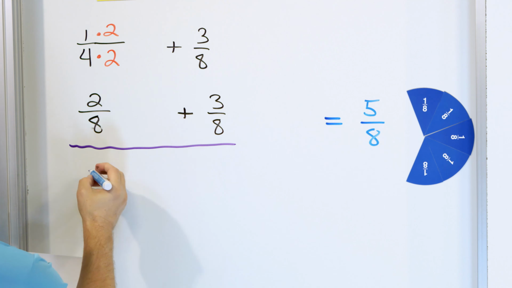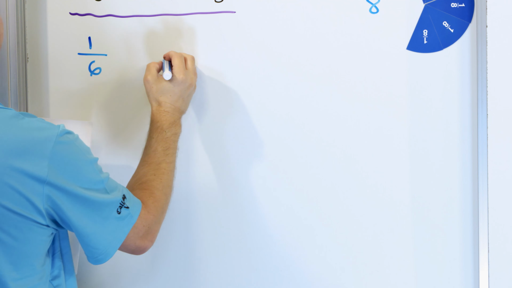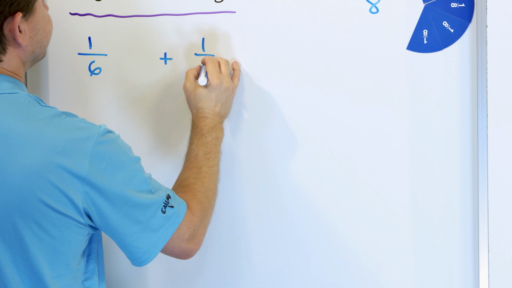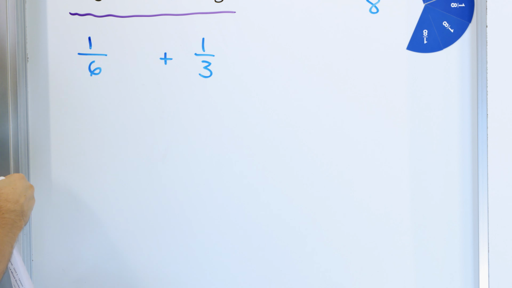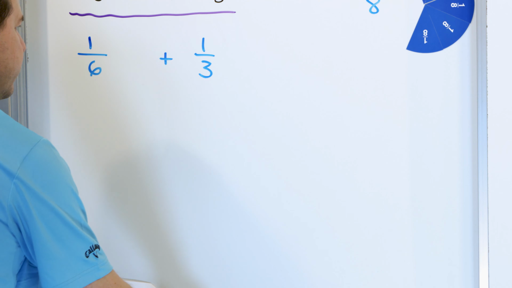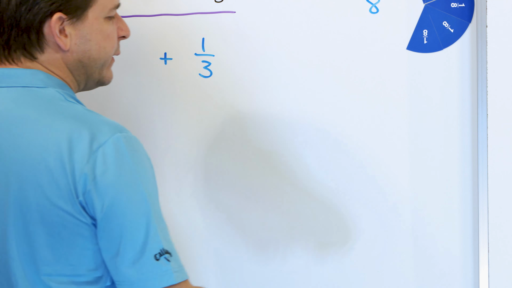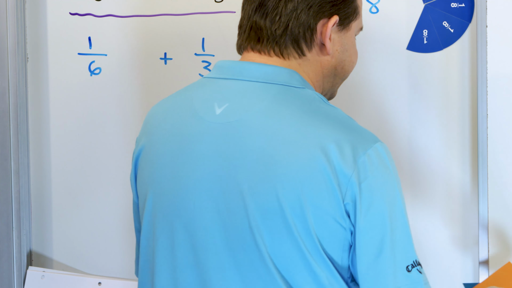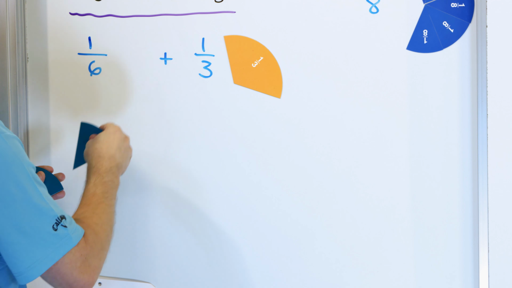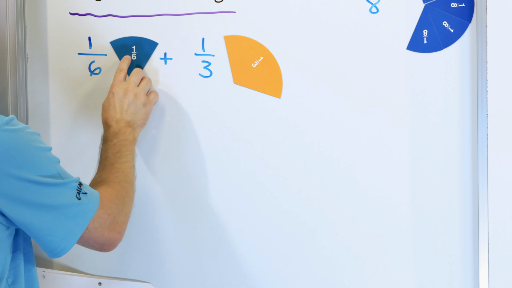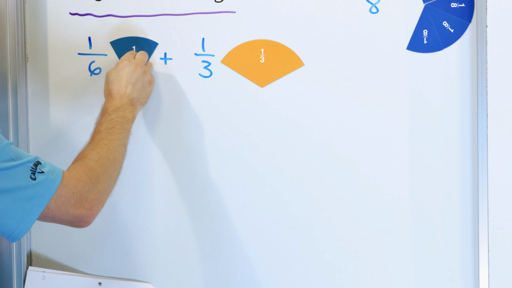Problem number 2 is 1/6, and we're going to add to that 1/3. Now, the fractions have different denominators, so we need to change one or both of these. Notice that 3 times 2 is 6, so we can have it match this one. But before we go any farther, let's try to see if we can make sense of what this looks like. 1/3 is this amount of a pizza, and 1/6 is this amount of a pizza. So this is a smaller slice there. So this is what we're adding together, this plus this.